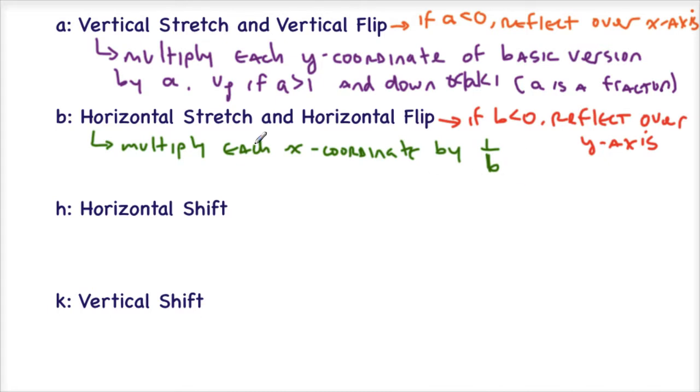And the reason for that is if this is a horizontal stretch, the 1 over b will kind of represent that change of making this graph either skinnier or wider. So whatever b is, we're going to multiply each x coordinate by 1 over b. So if b is a number greater than 1, this is going to make our graph skinnier. And if b is a fraction, the reciprocal of that fraction is basically what we're going to multiply each coordinate by, and that's going to make our graph wider.